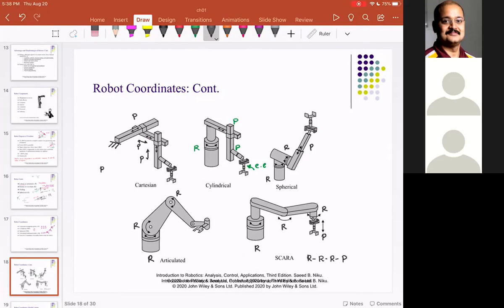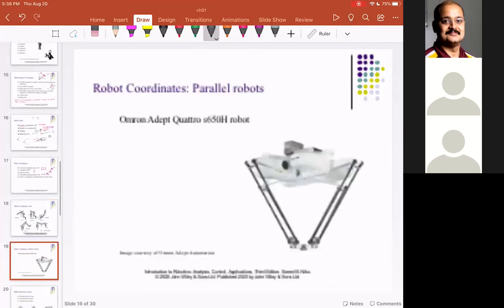So SCARA is R, R, P. This is P, P, P. This is R, P, P. This is R, R, P. This is R, R, R. So these are different types of robots. Now, one slightly different configuration is the delta configuration, also called the parallel robot. I don't know if you have seen some of those 3D printers. The 3D printers use this delta configuration.